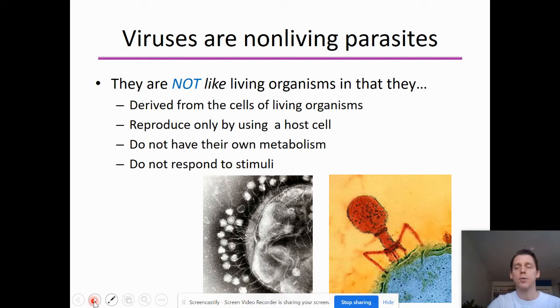So it sounds like they are alive, but in fact, they are not like other organisms because they are actually derived from the cells of other living organisms. So they can't derive themselves from their own equipment. They need the equipment of a host cell. They have to reproduce using a host cell. They don't have their own metabolism, so the energy that they use has to come from their host cell. And they don't respond to stimuli, so they are not going to be changing. They really sort of do one thing, and that's to replicate and infect.